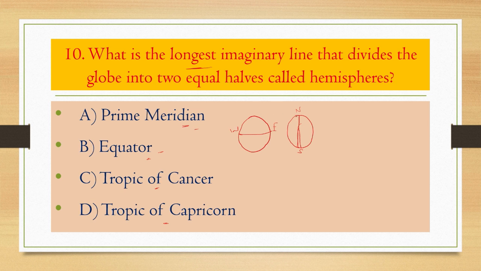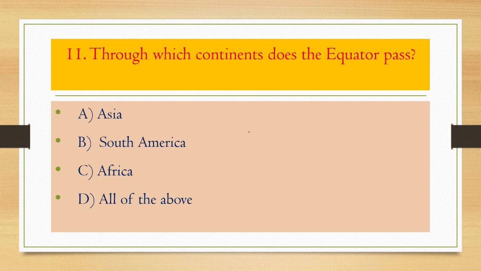Longitudes are equal lines, but latitudes are different in size. At the poles the lines are small, but when you come to the middle of the earth, nothing but the equator, it is the longest. The longest imaginary line on the globe is the equator. So the correct answer is equator. This line divides the earth into two equal halves. It is the longest imaginary line.